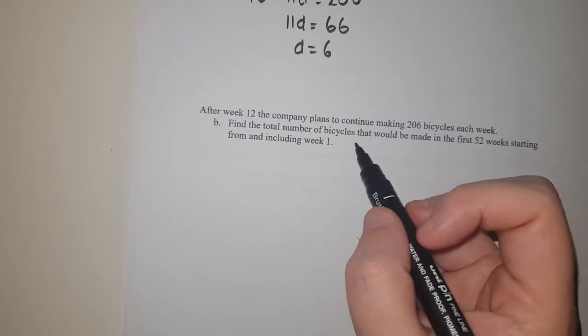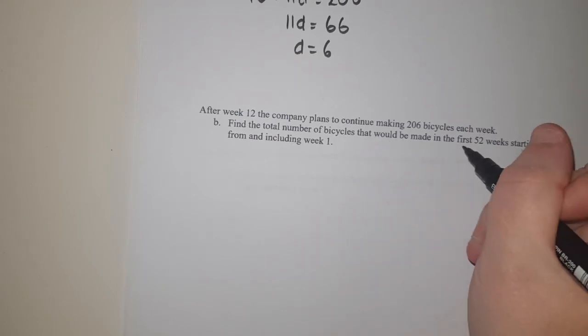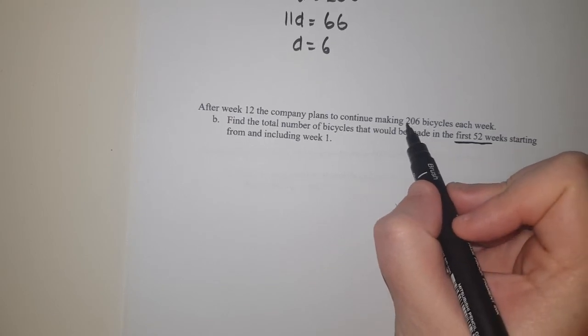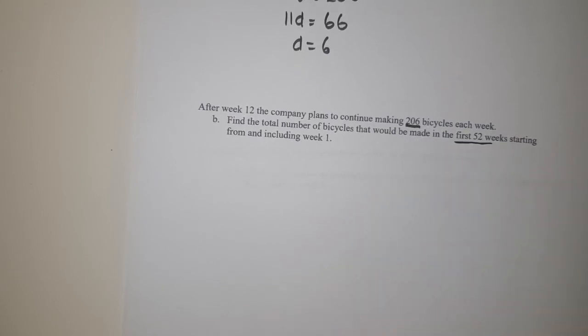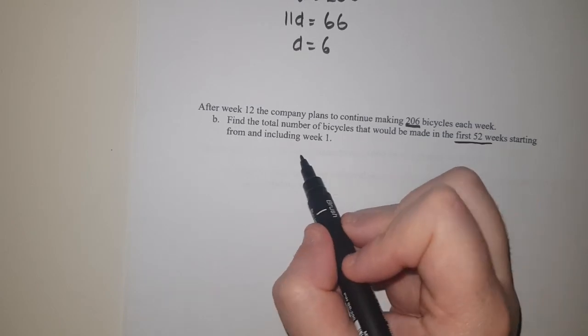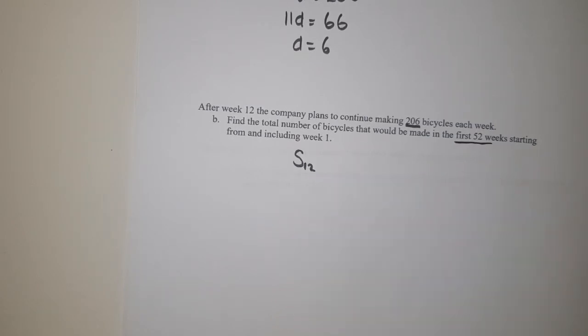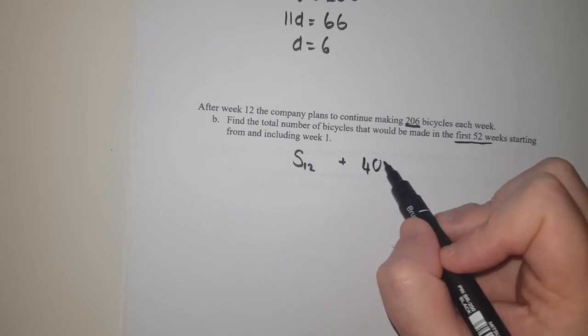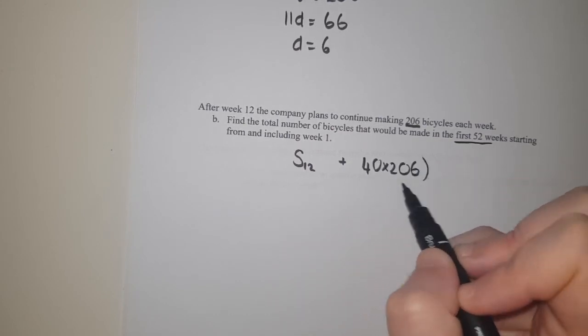So be very careful with this. It does not just mean go straight for finding the sum to 52, because obviously they're going to stop at that amount every week after week 12. So you use the normal sum formula for the sum to 12, and then you're going to add on the extra 40 weeks all at 206.